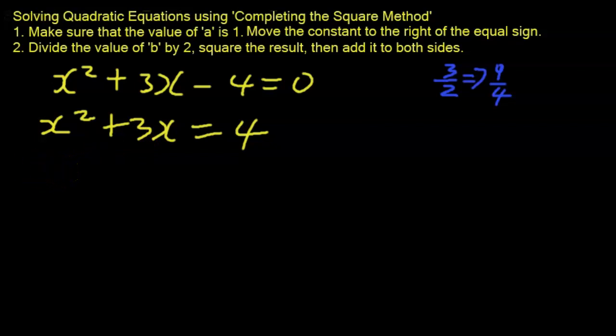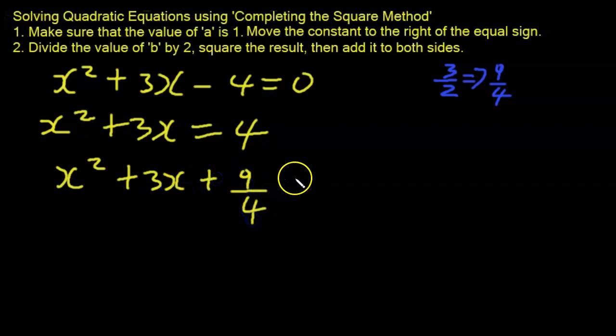So we end up with x squared plus 3x. We'll add the 9 over 4 to both sides. So 9 over 4 to the left. And then we do the same thing to the right hand side.